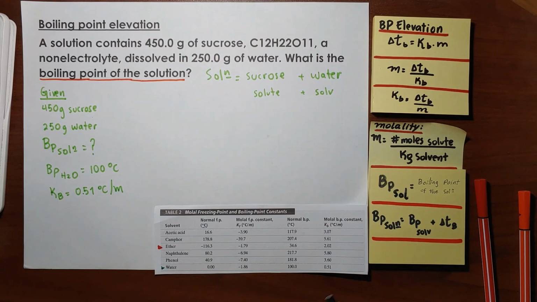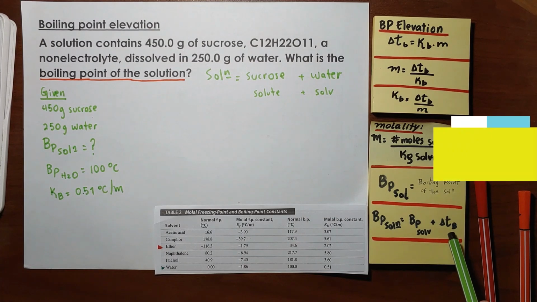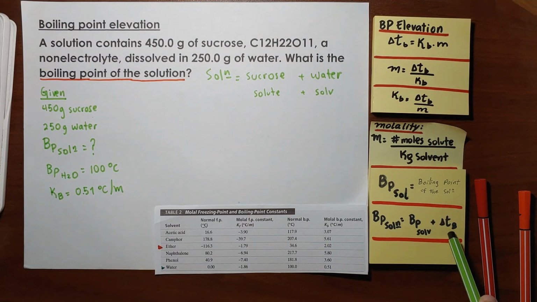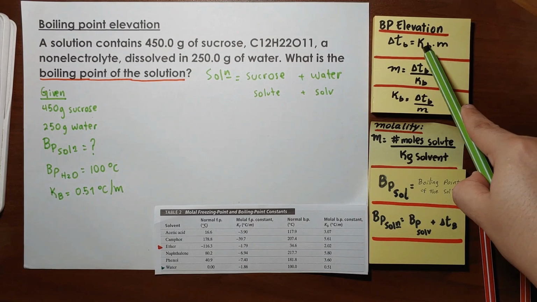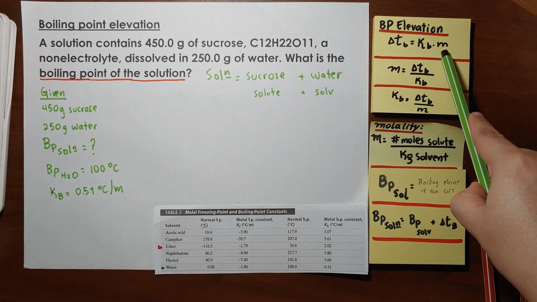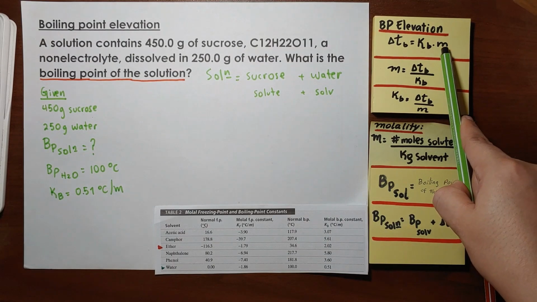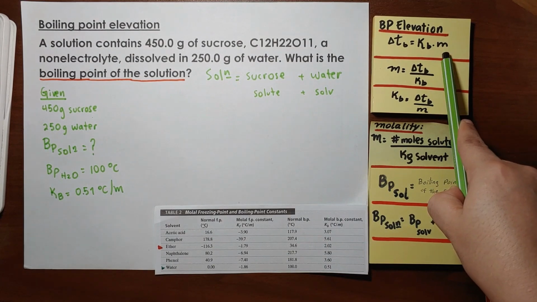what do I need? According to the formula that we have, to calculate the boiling point of the solution, I need the boiling point of the solvent plus the boiling point elevation. That means that I need to calculate my boiling point elevation first, which is here, boiling point elevation, Kb times molar concentration. I don't have my molar concentration, okay? I don't have this. So this is going to be our first step.